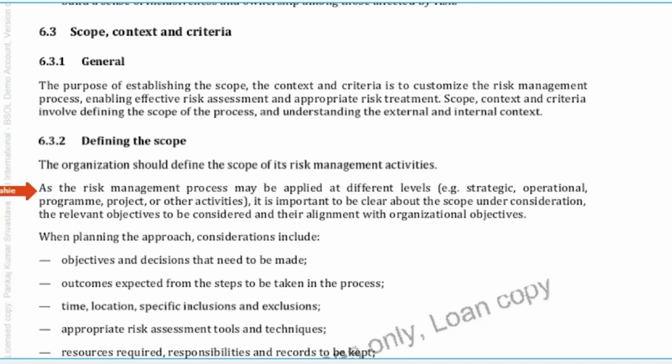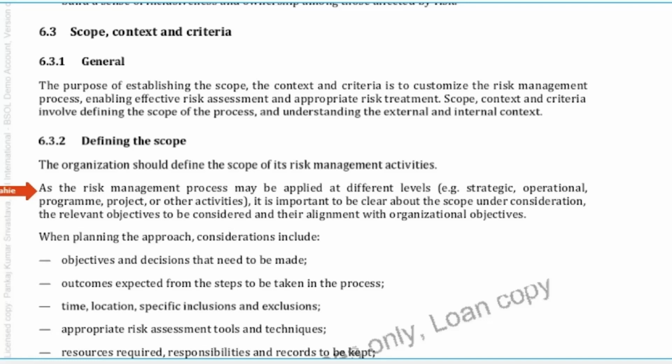Then we also need to determine, depending on the scope, what resources will be required, who is going to be responsible for what, and what records are to be kept at each stage. So you'll have to record the scope, the internal context, and the external context; you'll record everything at each and every step. You'll record the criteria for accepting risk and who has approved it, who was consulted. So records are to be kept at each stage.